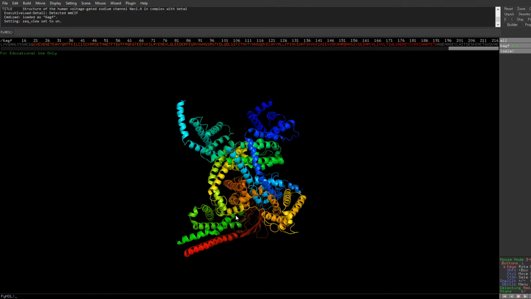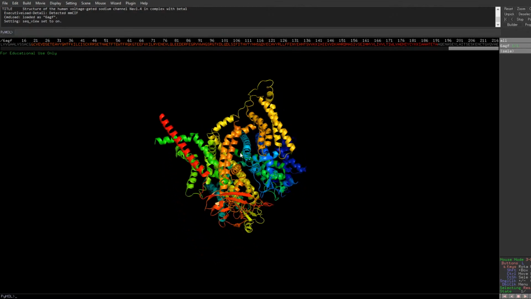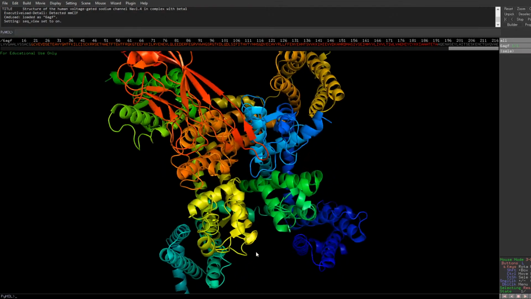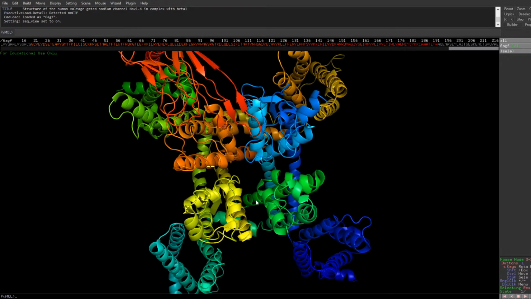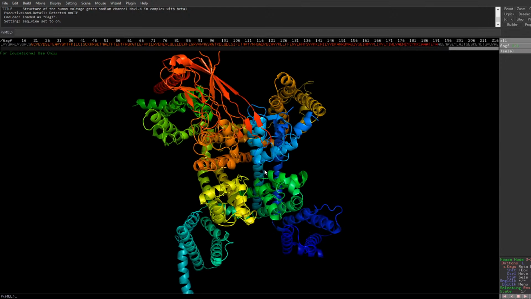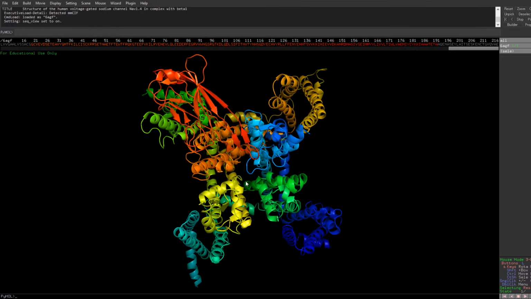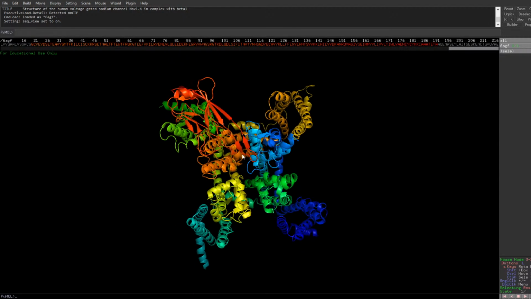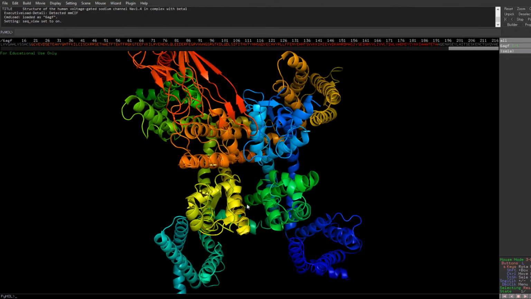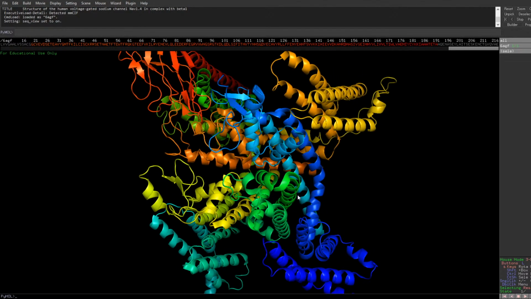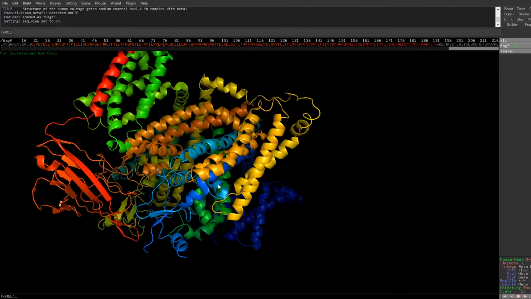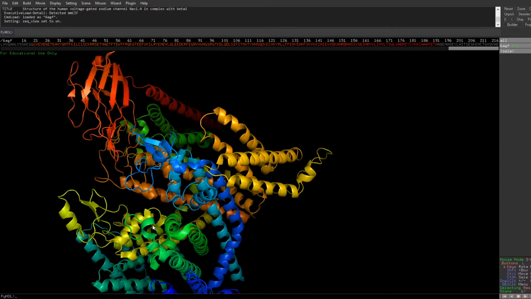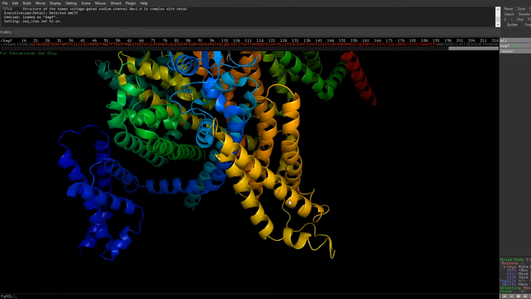You can see a similar thing, but of course, with the surface, it's a little easier to imagine where the actual access point for the ion is. Now we're going to take a look, not at the pore domain, but at the voltage sensing domain, because this is where the whole control mechanism sits.